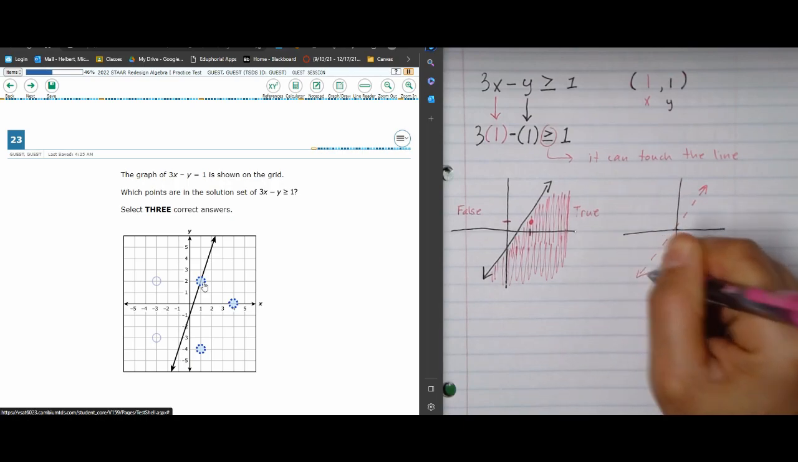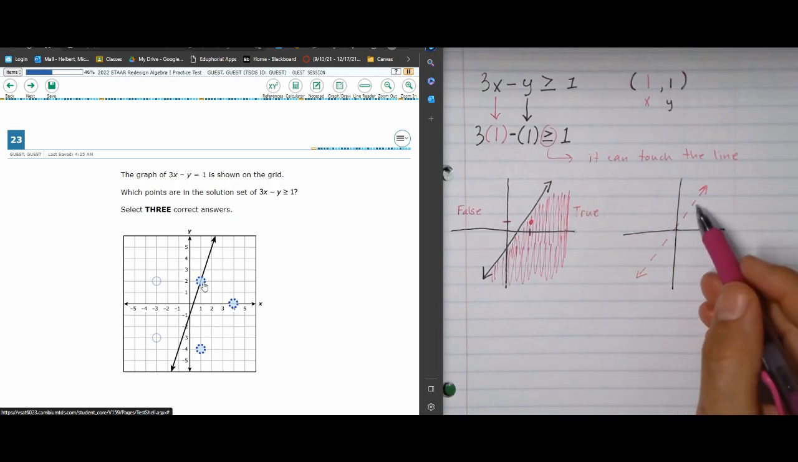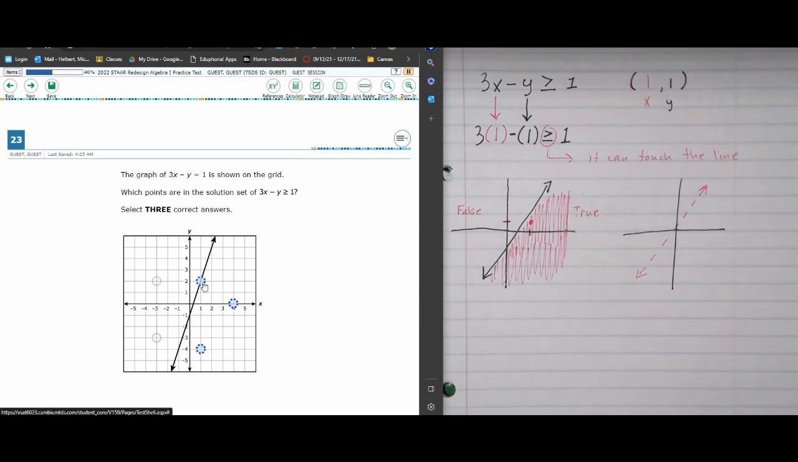And remember I told you with the dashed line, it just means we could come as close as we want to it, but we can never actually touch it. So those 3 points are the correct points. They're all true. And if we were to check them in a calculator, every one of them would say true.